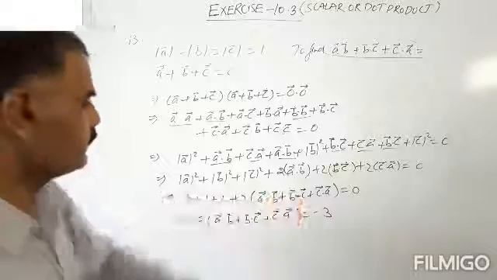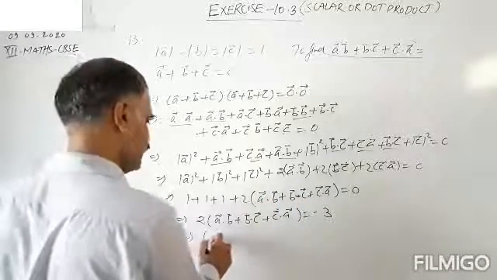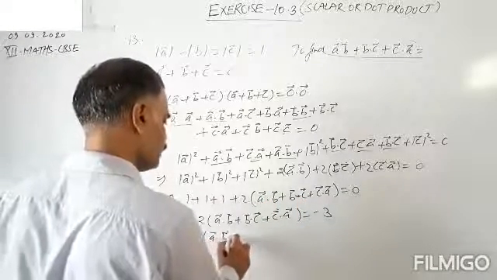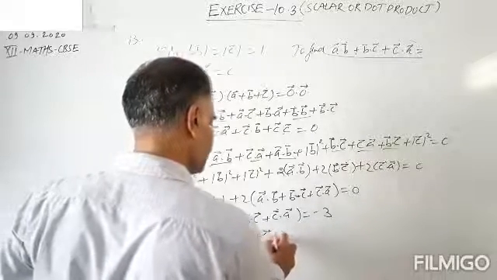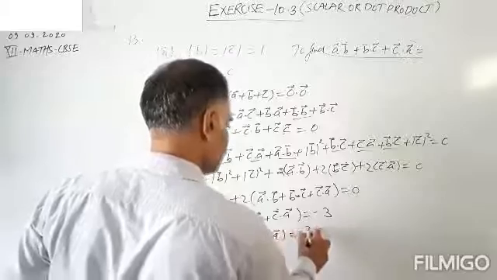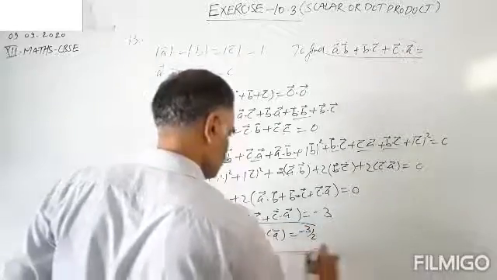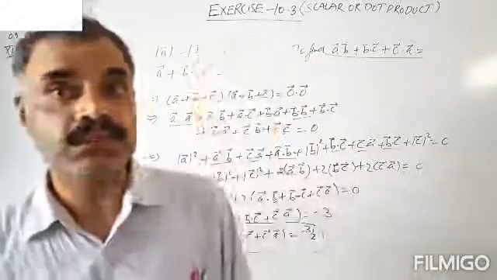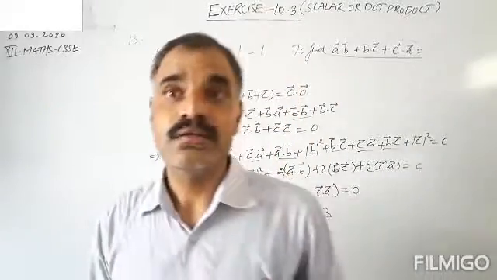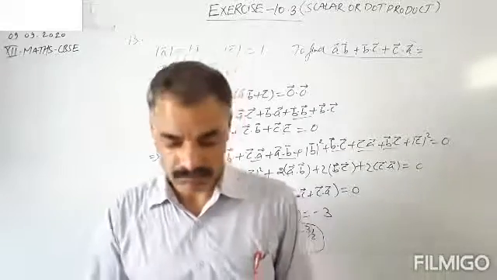1 plus 1 plus 1 is 3, so A vector dot B vector plus B vector dot C vector plus C vector dot A vector is equal to minus 3 by 2. Okay, so in this way we can prove this question. Question number 13, important question.